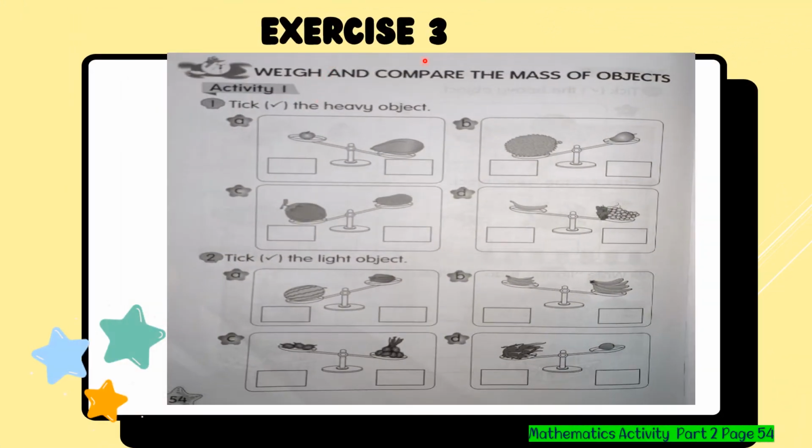Let us do exercise 3, mathematics activity book part 2, page 54. Look at the instruction. Tick the heavy object. Between an apple and a papaya, the papaya is the heavy object. The durian and the mango, the durian is the heavy object. A coconut and a jackfruit, the coconut is the heavy object. A banana and the combination of rambutan and grape, the combination of these fruits is the heavy object.